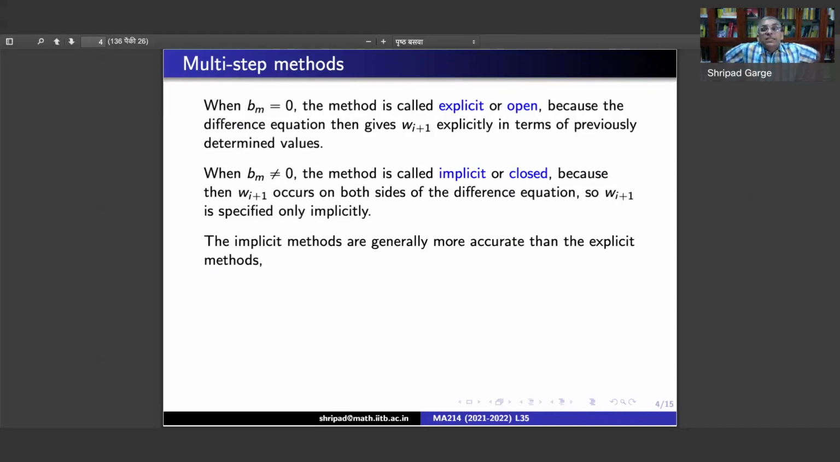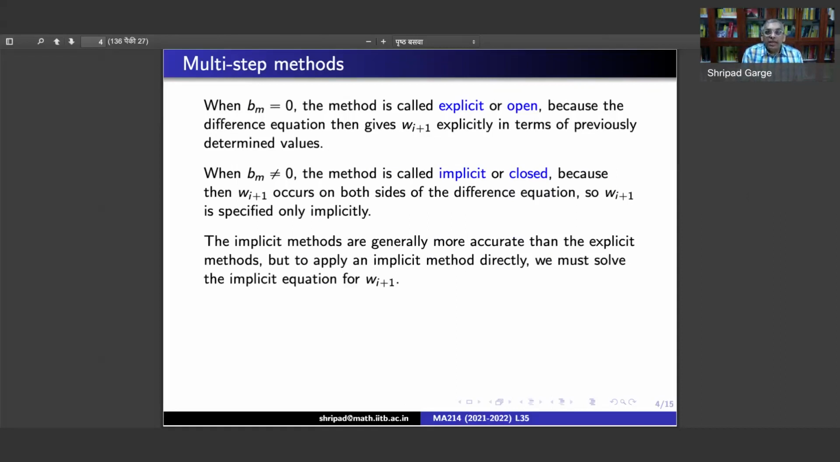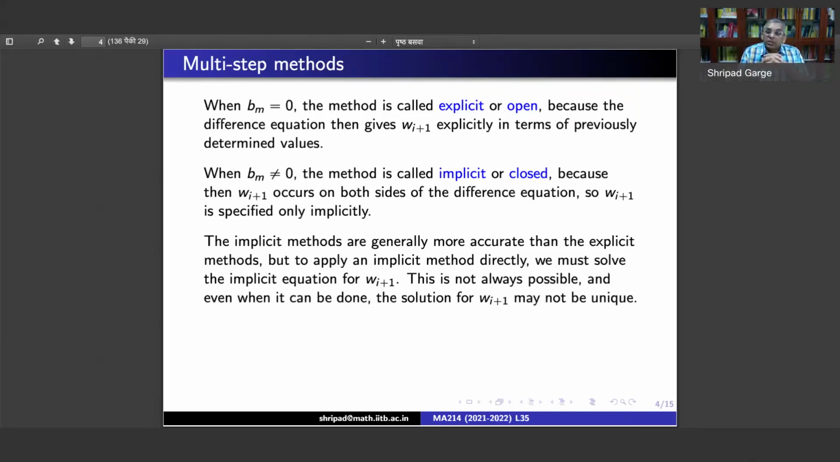Although implicit methods are generally more accurate than explicit methods, to apply an implicit method directly, we will have to solve for that w i plus 1. Sometimes this may not even be possible. Your function value might already be some exponential or something very complicated, and then your f of t i plus 1, w i plus 1 will be very complicated. How would you be able to solve for w i plus 1 equal to some other data plus an exponential again in w i plus 1? That would be very difficult to solve, but even if you are able to solve it, sometimes the solution may not give a unique value for w i plus 1.